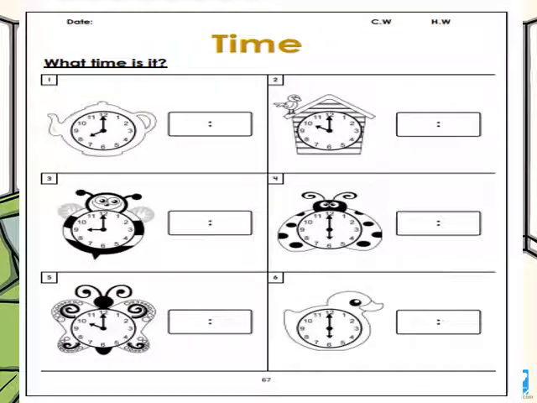Okay, so on this slide, I will help you with 1, and you need to do 2, 3, 4, 5, and 6 on your own. Remember, the short hand is the hours, the long is the minutes. So in number 1, the short hand is pointing to 8 and the long to 12. So remember, when the long or minute hand is on 12, I say o'clock. So it is 8 o'clock. Excellent. You can do the rest on your own. I'm sure you can do it.